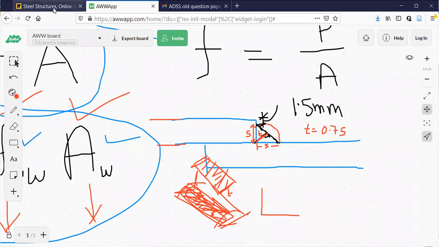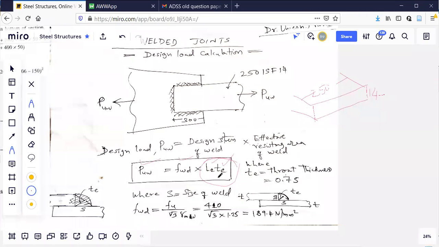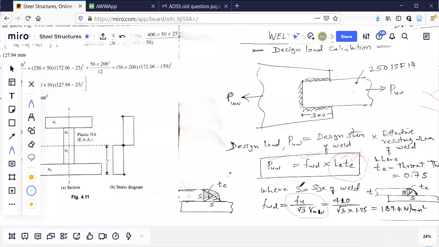So going back to your here. What is to be done here is load carrying capacity of the weld is stress into cross-sectional area. The stress is calculated experimentally. You can see this formula is again this one: Fu by root 3. Fu by root 3. So what is Fu here? It is the ultimate stress of the material. 410 it is usually. Here it is. I'll just enlarge it, observe.